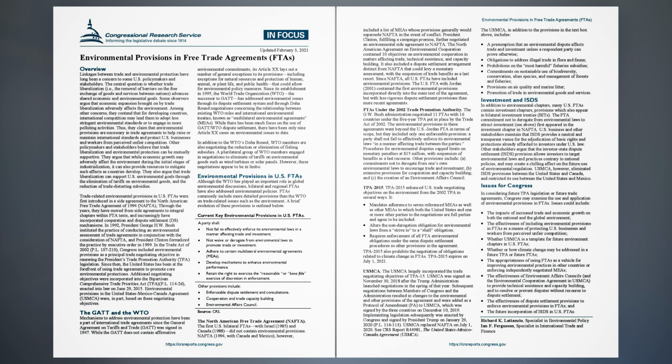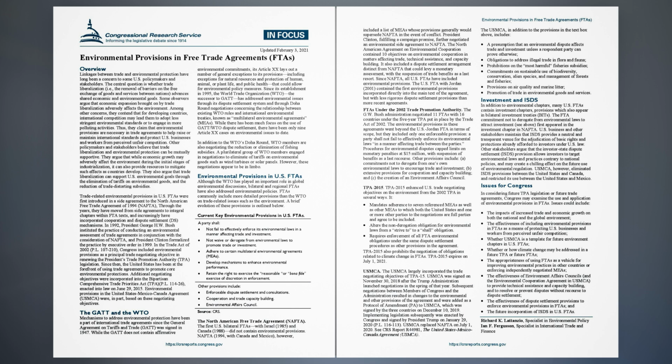CRS Report R44981, the United States-Mexico-Canada Agreement, USMCA. The USMCA, in addition to the provisions in the text box above, includes a presumption that an environmental dispute affects trade and investment unless a respondent party can prove otherwise, obligations to address illegal trade in flora and fauna, prohibitions on the most harmful fisheries subsidies, commitments on sustainable use of biodiversity, conservation, alien species, and management of forests and fisheries, provisions on air quality and marine litter, and promotion of trade in environmental goods and services.